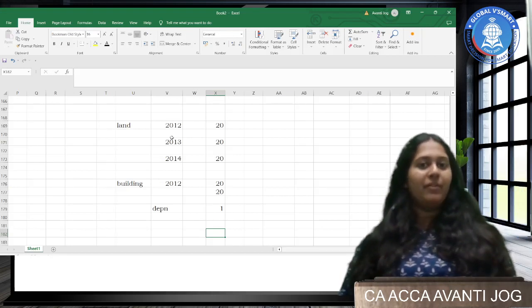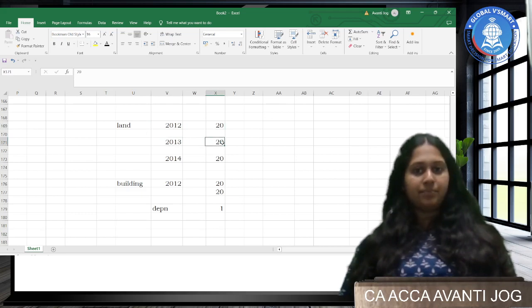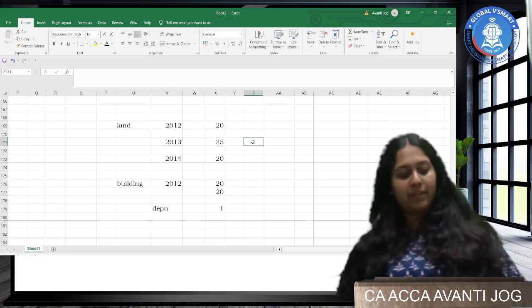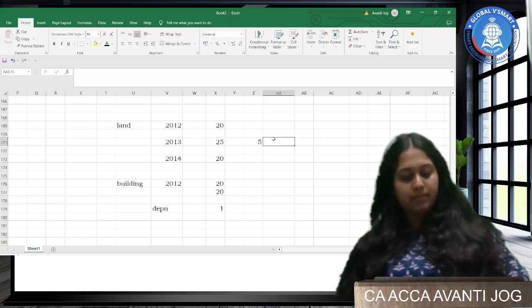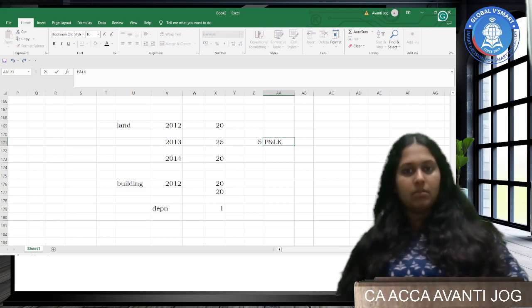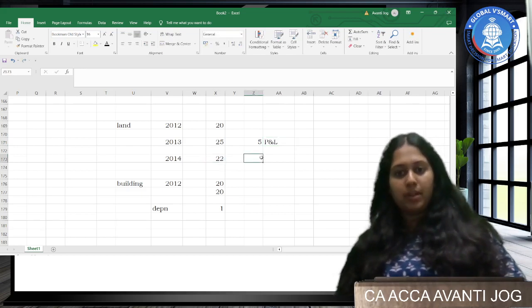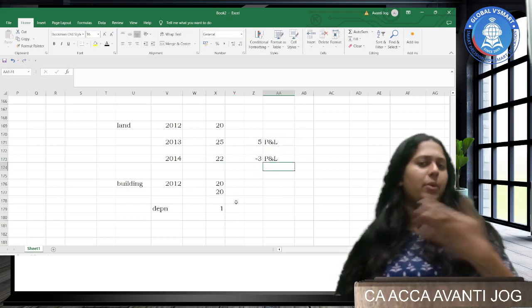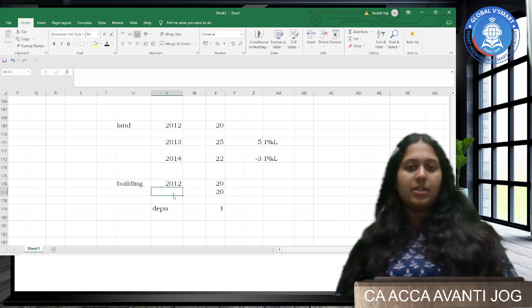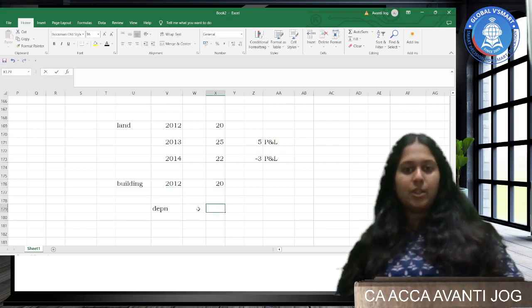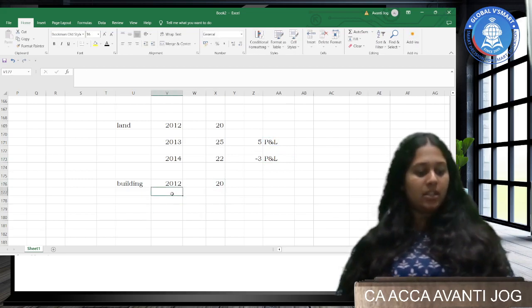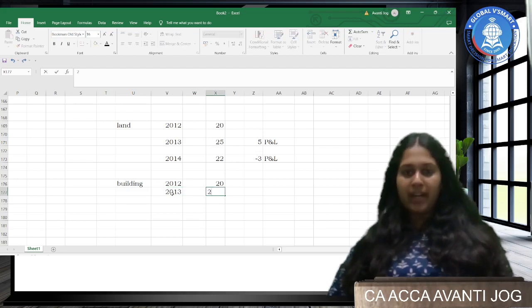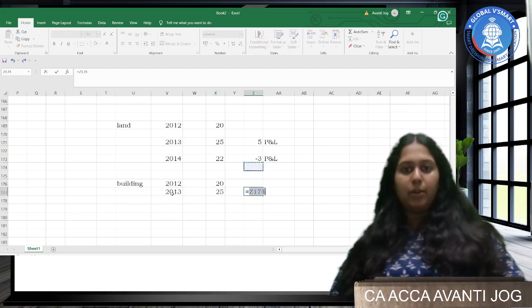So for example, you're doing fair value. 2012 land is 20. 2015 it's 25. 5 you take to P&L. 2014 it's 22. Minus 3 you take to P&L. So on and so forth. The question of depreciation anyway doesn't arise. 2012 building is 20. No need to give depreciation in this. 2013 it's 25. 5 you take to P&L.